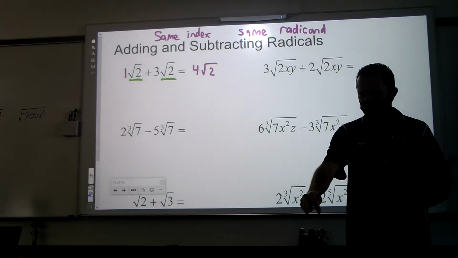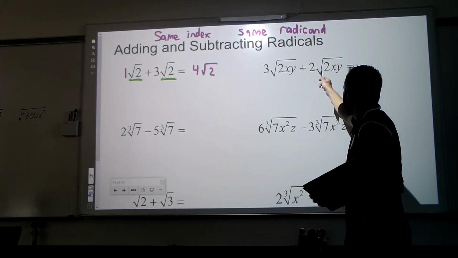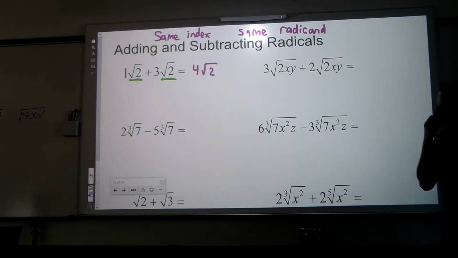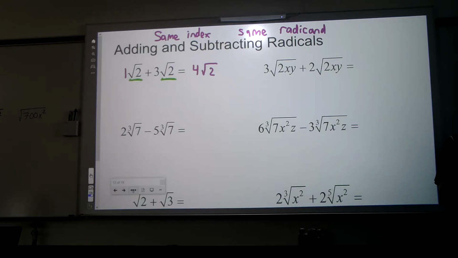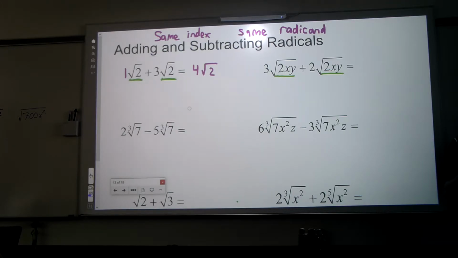Alright, let's go to this next one, okay? This is going to look a little scarier here, Emma. But the question is are they the same? Yeah, they're both square roots, right? And I've got the square root of 2xy and the square root of 2xy. So can we combine those? What would it combine to, Emma? So, yep, 3 plus 2 is 5, and then we just keep the radical the same, square root of 2xy. Nice job.